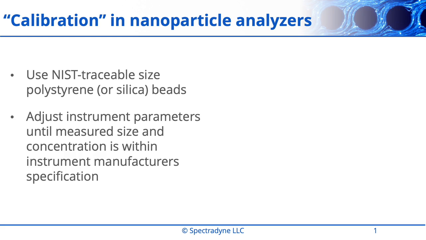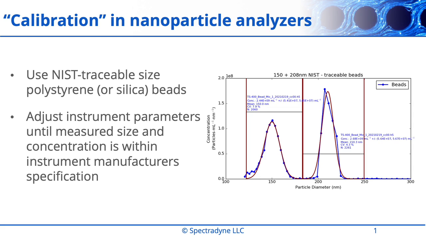The calibrated beads are mixed to a designated concentration, and then the instrument or software parameters are also adjusted to produce the correct concentration results, again within the manufacturer's specification for concentration error. In the example shown here, 150 and 208 nanometer calibrated spheres mixed at approximately 2.5 times 10 to the ninth particles per ml have been measured in the NCS1, and the results are within our specifications for size and concentration error with no adjustments required since the measurement cartridges are factory calibrated.